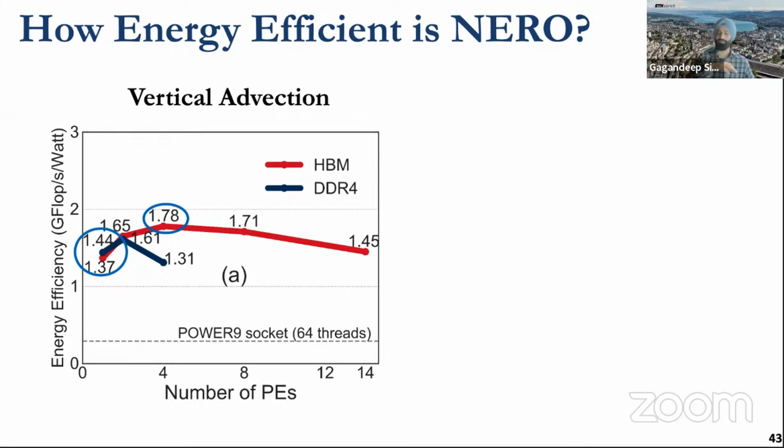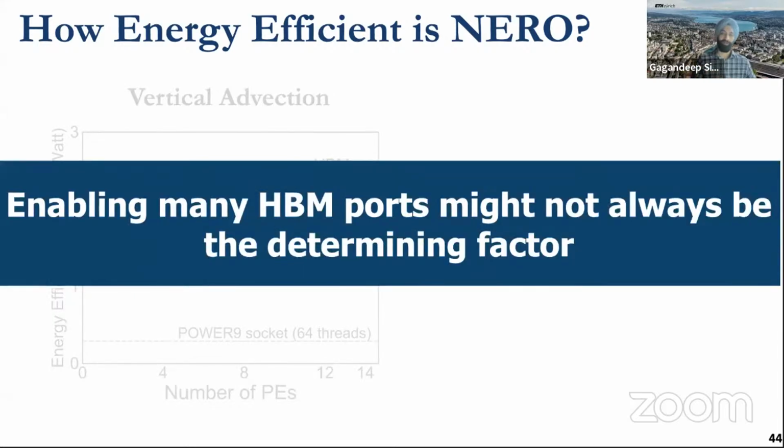But the scaling in terms of energy efficiency suffers because of the large amount of control flow, and also because you're enabling a lot of HBM ports. The HBM ports consume a lot of power as well, depending on your data rate and everything. What we observe is that enabling many HBM ports might not always be the determining factor, so you really have to balance your design. You have to think about whether you care about energy efficiency or performance. These are things you have to take into account, and we provide many more such observations, which help future designers build an efficient accelerator.